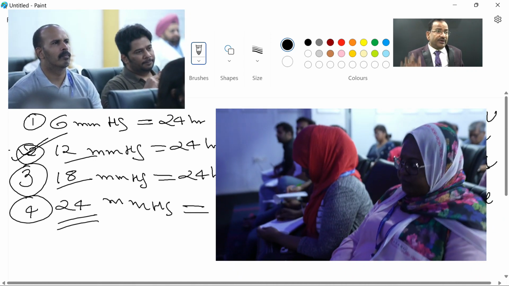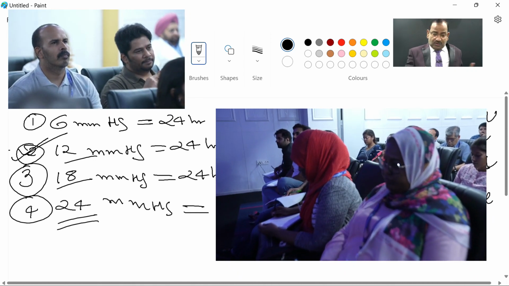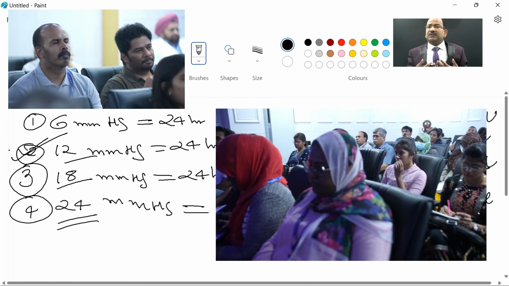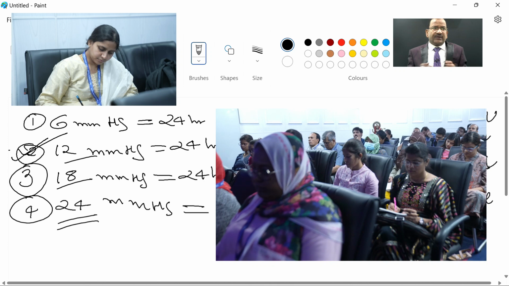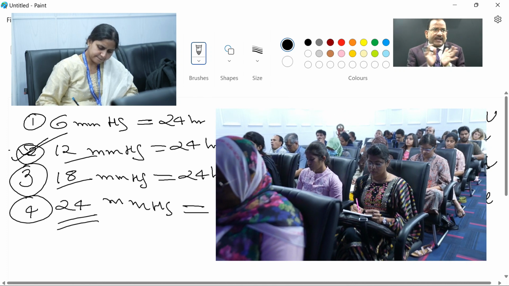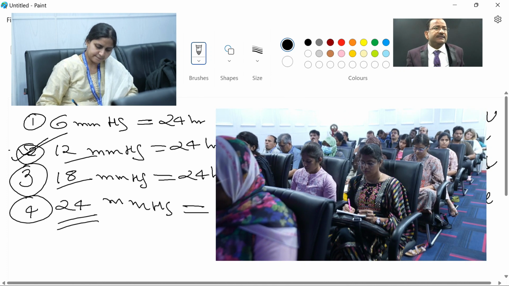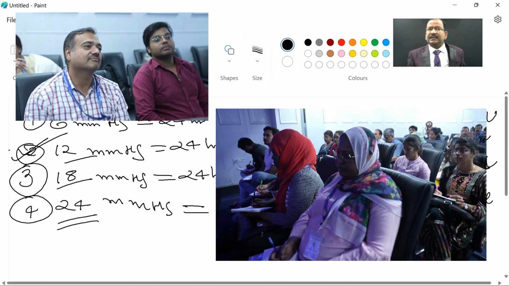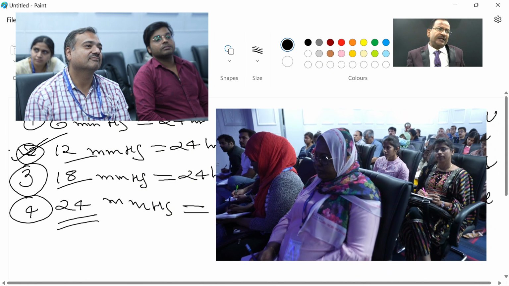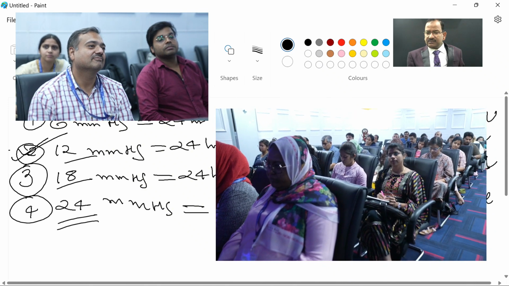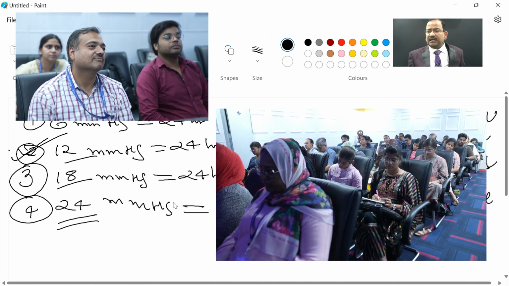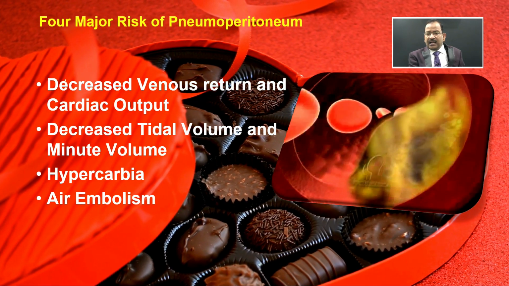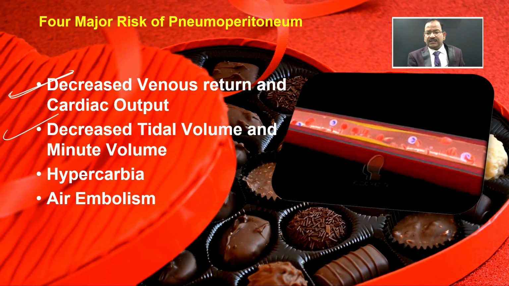And now, if we decrease tidal volume further because of pressure over the diaphragm... Why does tidal volume decrease? Because once there is pressure over the diaphragm, the lung cannot fully expand, and that is why tidal volume decreases. So, already 50% of the lung is damaged by COPD, and then a little decrease in the tidal volume can create a problem. So, that is why we should not perform this in any patient who has chronic obstructive pulmonary disease. You have decreased tidal volume, decreased cardiac output.